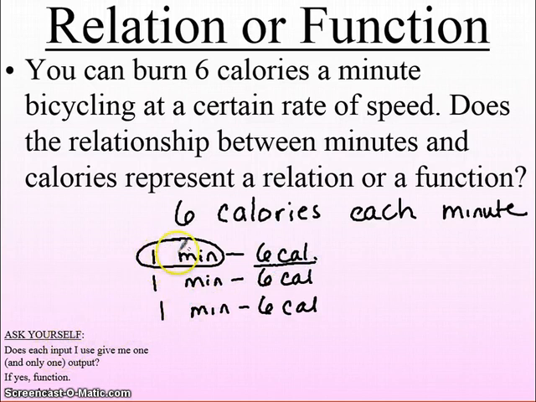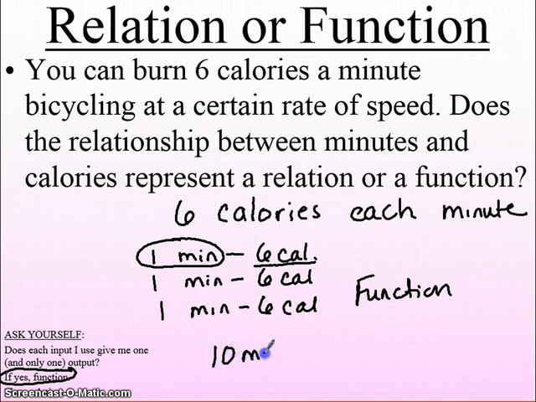So does each input always give you the same output? Does each input we use give us one and only one output? And the answer is yes. This is a function. I could make predictions about this as well. If it says that I can burn 6 calories a minute, and I know I bike for 10 minutes, if I multiply it by 6, that's 60 calories. This is a predictable relationship.